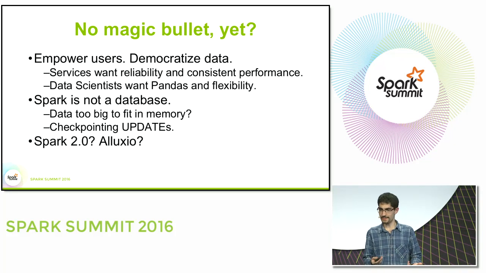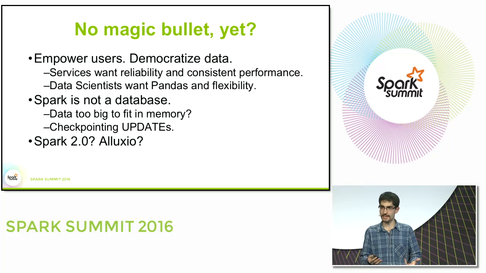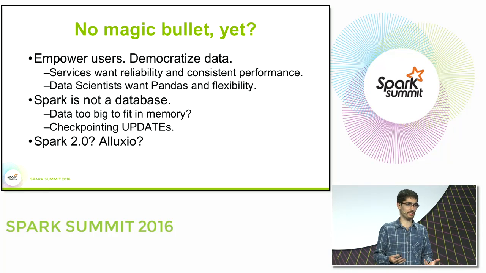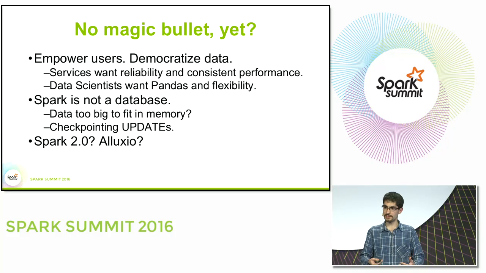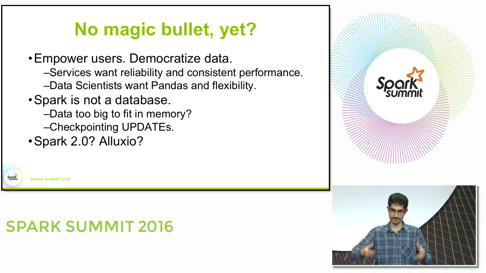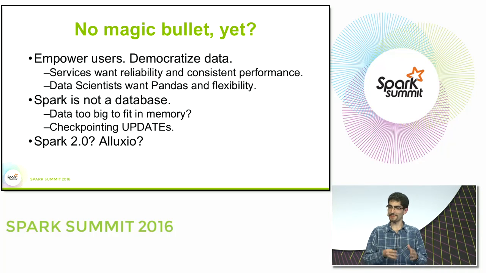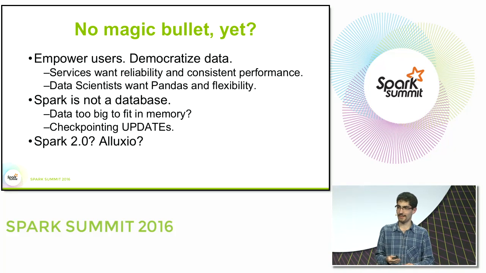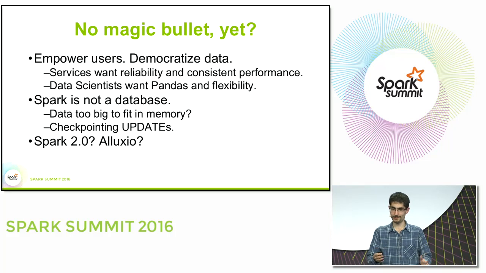Also, Spark isn't a database. So if your data doesn't fit in memory, it's not indexed, your performance is not going to be as great. If you're storing a lot of state, the RDDs are immutable, so you want to checkpoint that DAG to disk so you don't have to keep track of it. But we're getting there. Spark 2.0 kind of unifies batch and streaming, and I think, of course, despite these limitations, it's an amazing tool.